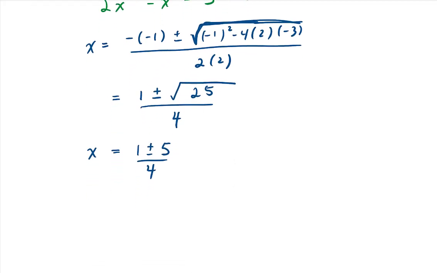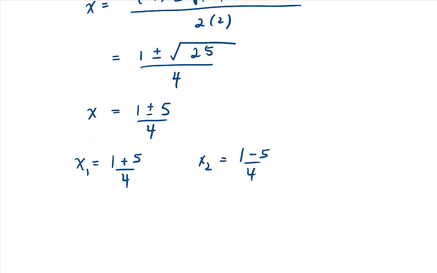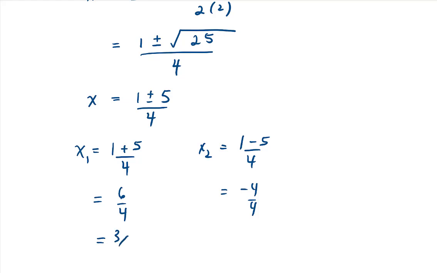And since this is a quadratic, that means there's a possibility of two answers, and that's what the plus and minus represents. So we have x1 equals 1 plus 5 divided by 4, and x2 equals 1 minus 5 divided by 4. And going further, that's 6 over 4 and negative 4 over 4. And we get the answer 3 over 2 and negative 1.